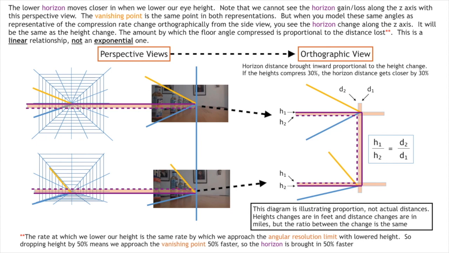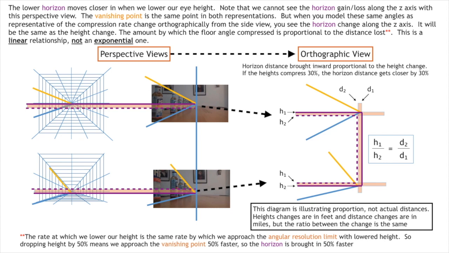So the lower horizon moves closer in when we lower our eye height. Note that we cannot see the horizon gain or loss along the z-axis with this perspective view. You can't see that the horizon has gotten further away from you because it's extending further away from you in a straight line. The vanishing point is the same point in both representations.